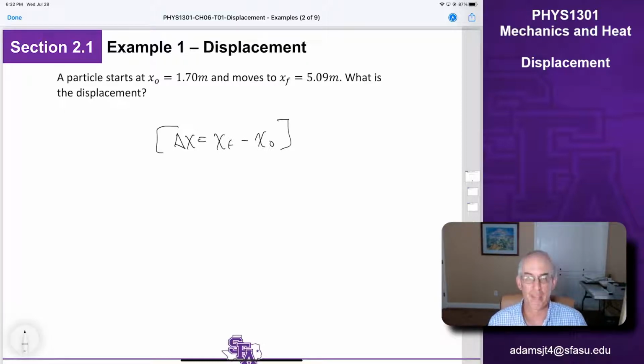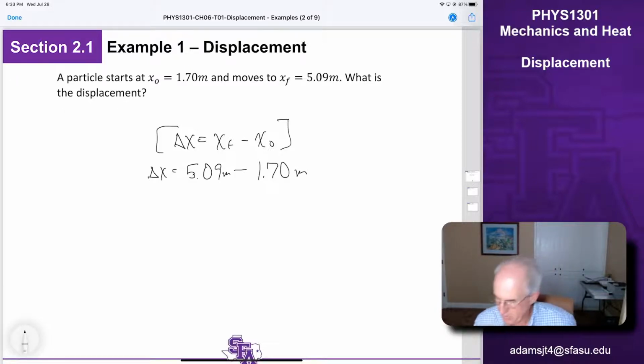It's just plugging in numbers. So for this example, we say, hey, a particle begins at x sub naught equals 1.7 meters. It's going to move to x sub f equals 5.09 meters. And we ask what the displacement is. Well, we have both quantities. We just plug it in here. And you're going to have to bear with me because I'm going to plug these numbers into a calculator. But I have x sub f equals 5.09 meters. And I have, for that x sub naught, 1.70 meters.